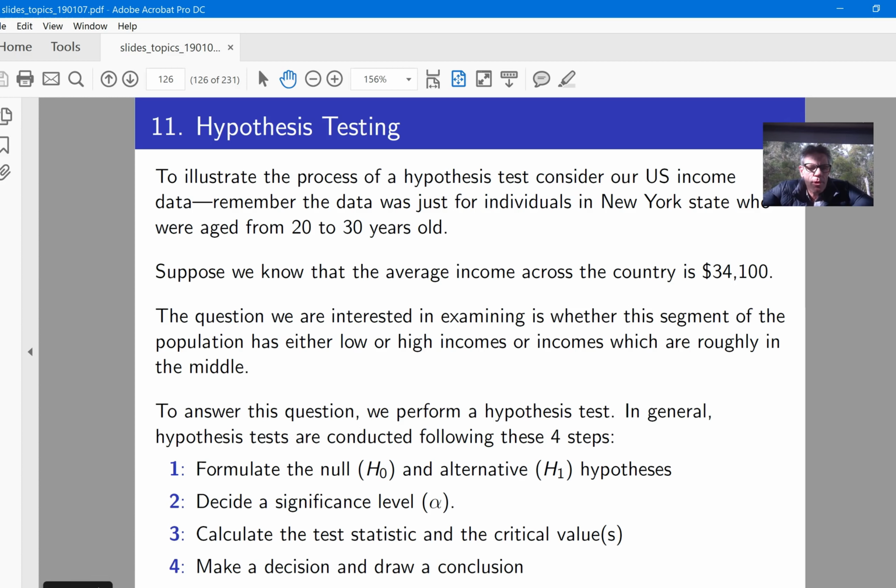Well, these are the steps that we'll follow. First of all, hypothesis testing is done in a reasonably formal way, and that is we specify what we call a null hypothesis, H0, and an alternative hypothesis, H1. And the null is the sort of conservative belief that we have about the world. So in this case, we don't know if these people are different to the typical American, so let's assume that the null hypothesis would be that they are typical Americans. There's nothing different about them compared to the average American income. So the null is that the income of people in New York State in this age group is $34,100. So when we specify the null, that's usually our conservative position.